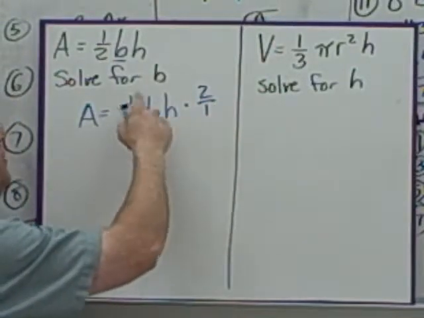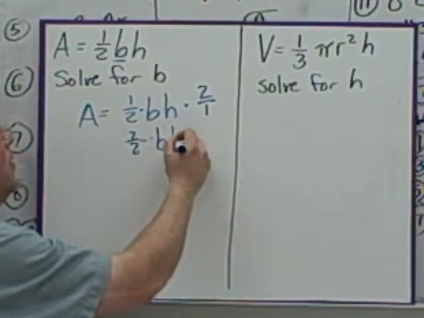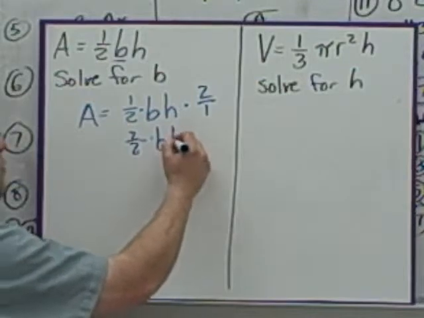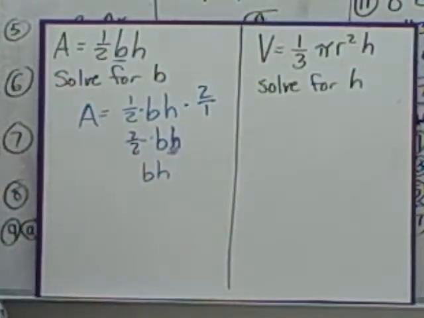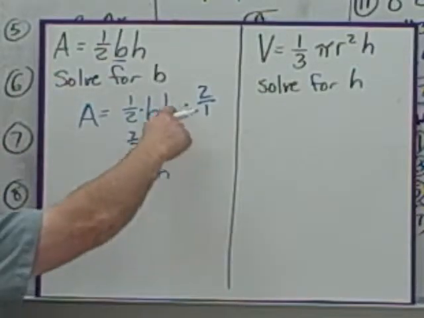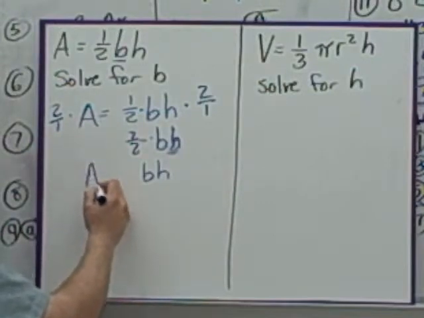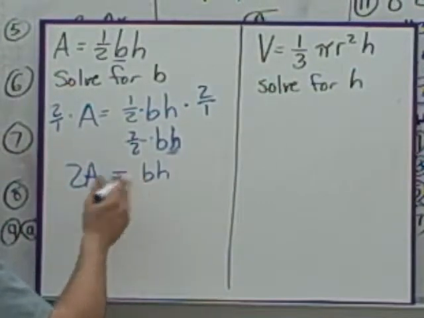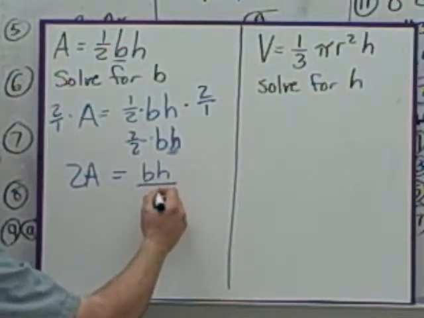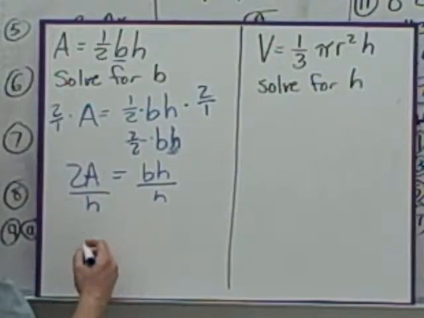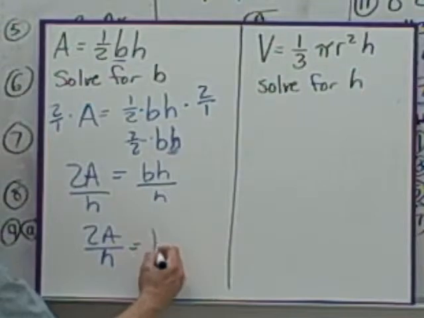Because that's going to give me 1 times 2 is 2. 2 times 1 is 2. So I get 2 over 2, which is 1. 1 times bh is just plain bh. Now, whatever I do to one side, I have to do the same thing to the other. This ends up giving me just 2a is equal to bh. Solving for b means I still have to divide by the h to get rid of the h. So I get 2a over h is equal to b.